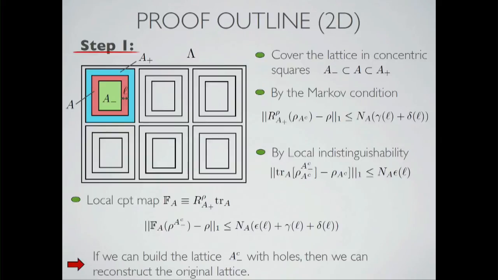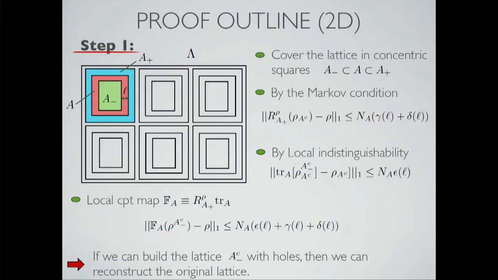You cover the lattice with concentric squares, so 3 concentric squares. Now let's just focus on a single one. A minus is going to be the inner concentric square, the inner green one. A is going to be the red one, and A plus is going to be the blue one. And then we use the 2 properties that we assume, so Markov condition and decay of correlations, or rather local indistinguishability, to construct a map that only acts on this blue, red, and green region.